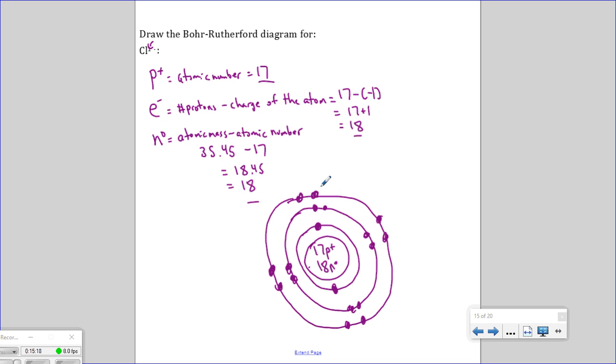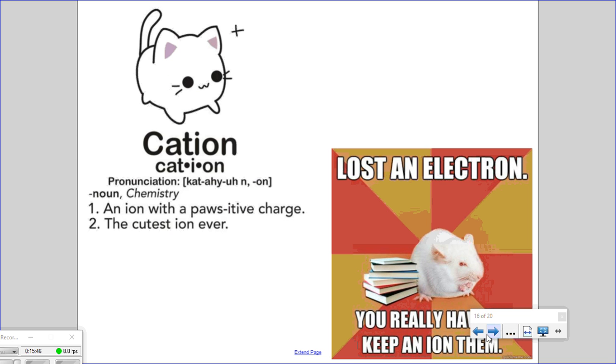To also indicate that this is an ion for chlorine, we will draw square brackets around our Bohr-Rutherford diagram, and we will place a negative sign in the top right corner, indicating that this atom has an overall -1 charge to it. And so that is it for drawing Bohr-Rutherford diagrams for ions.